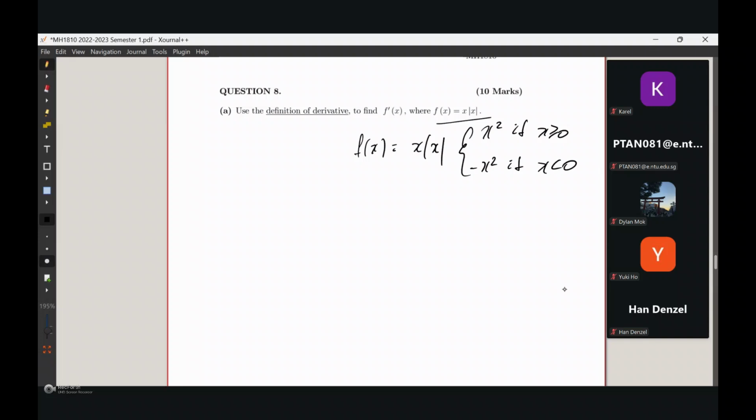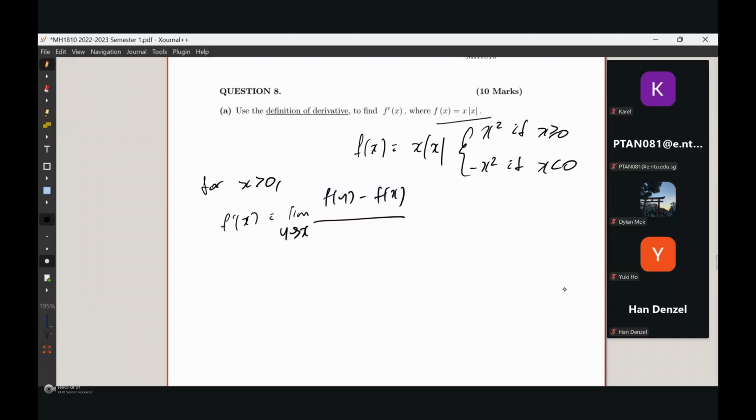So you need to show for both cases. For x more than 0, f prime x, the definition is the limit as y approaches x of (f(y) minus f(x)) over (y minus x). You just need to plug in accordingly: y absolute of y minus x absolute of x, over y minus x.